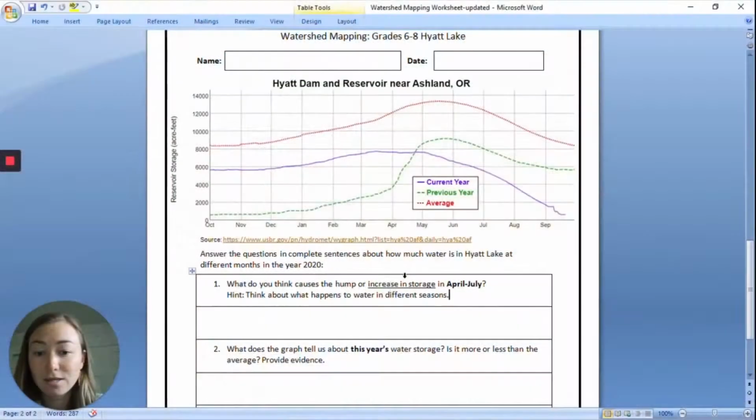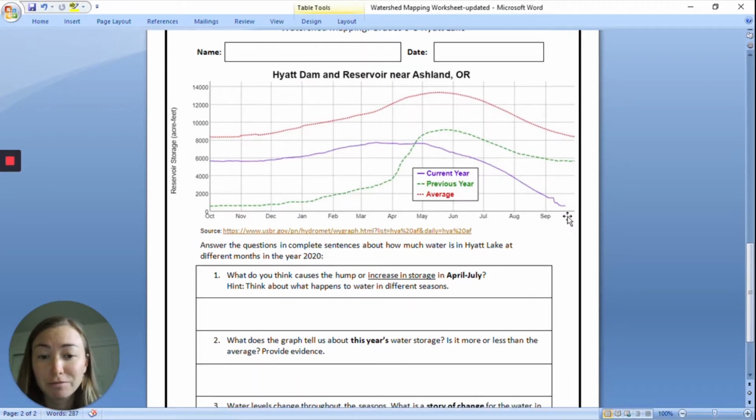Okay, and then the second question, what does the graph tell us about this year's water storage? So like we talked about, we are in a drought, and does that mean that there's more or less water than average? So make sure you provide evidence. So that means where on this graph do you see that this year's water storage is more or less than average? You can see in September it's very low, and the average is over here about 8,000 acre feet, and where we are now is about a couple hundred acre feet, so we're really low.